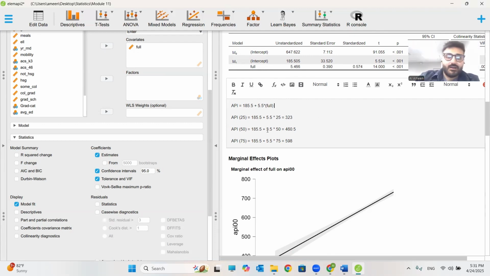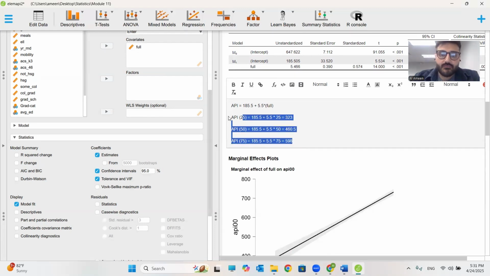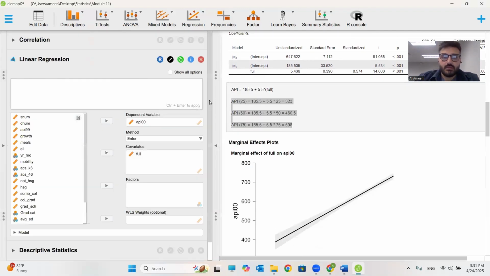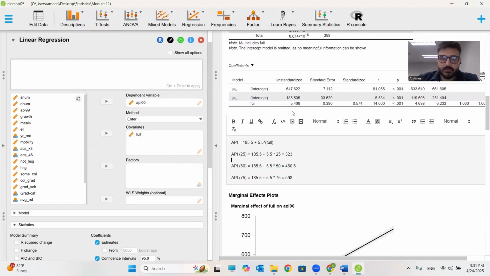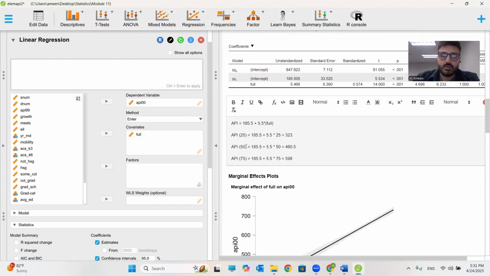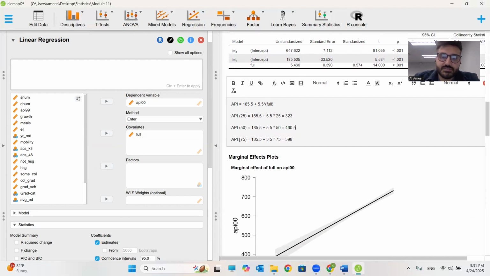Sorry about that. So going back, if we look at the API for the 25% full value, we calculate the intercept, adding 5.5 times 25. This is a value of 323. And then if we look at the API with a full value of 50%, we calculate the same way and we get a value of 460.5. We do the same for the 75 and we get a value of 598.